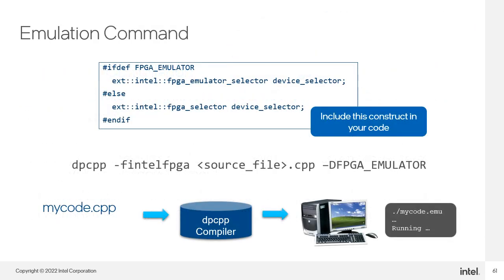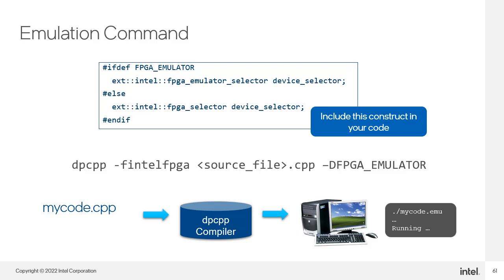The command you will use for emulation is showing on your screen. dpcpp -fintelfpga, your source file .cpp, all in lowercase letters. Then -DFPGA_EMULATOR in uppercase letters. Your source file may be more than one, depending on how you have structured your code. -D is defining that the FPGA emulator selector device is to be used for this compilation.